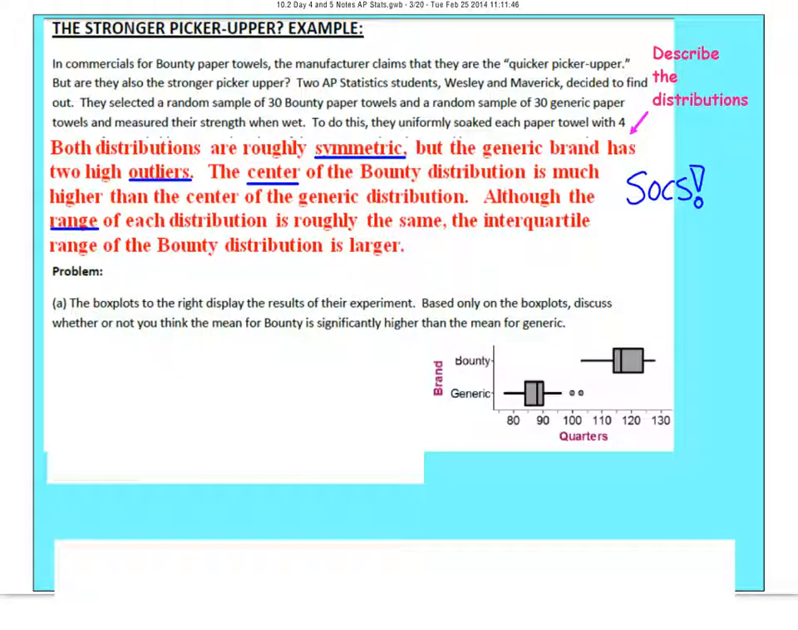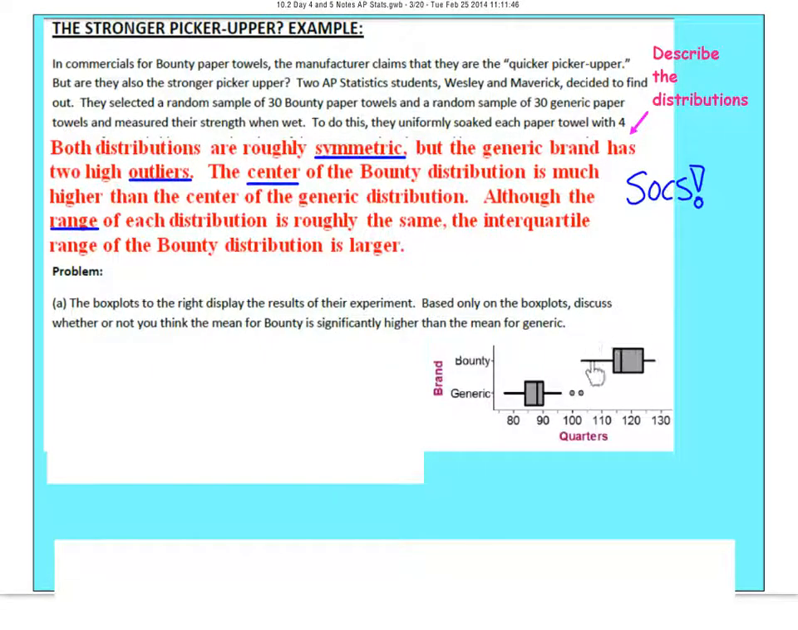Now here they also say the box plots display the results of the experiment. Based only on the box plots, discuss whether or not you think the mean for Bounty is significantly higher than the mean for the generic. Now remember, if the data is skewed, the mean is pulled in the direction of the skewness.